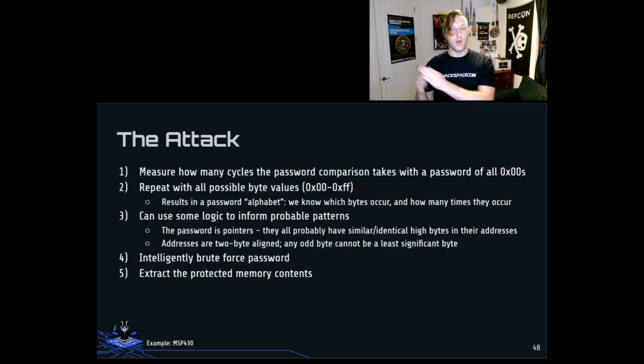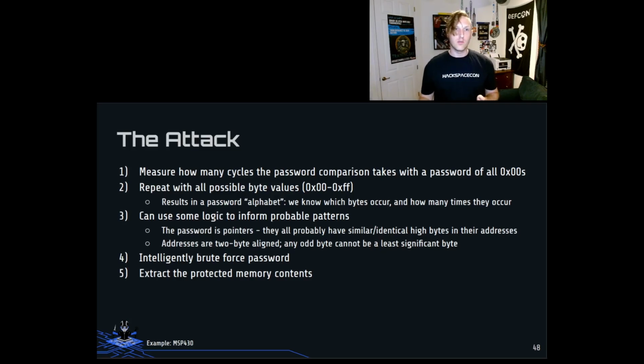Then we do it again with all ones. See how long it took. Do it again with all 2s. See it again with all 3s. And what this will do is give us an exact measurement for how long all of these take, and we can see essentially a password alphabet. We will know which bytes occur and how many times they occur because we've done these different tests and timed them with alphabets of 0 through FF.